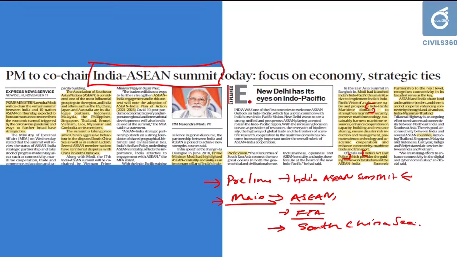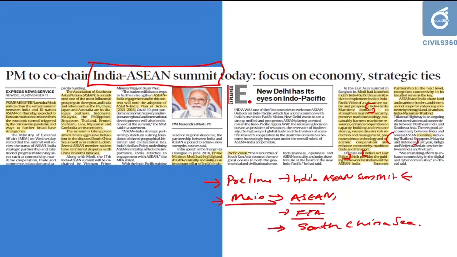What is the issue in South China Sea and what are the strategic importance of South China Sea? Just go through that. Here the members of ASEAN are represented. Just go through that and get the idea. All these should be understood from here.